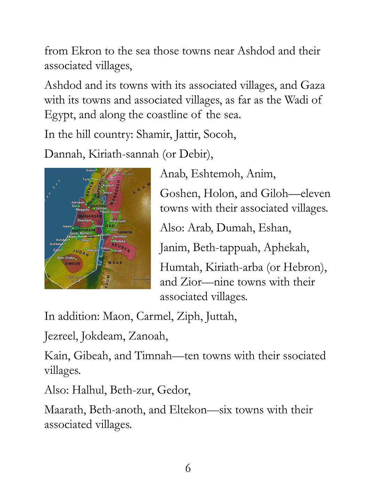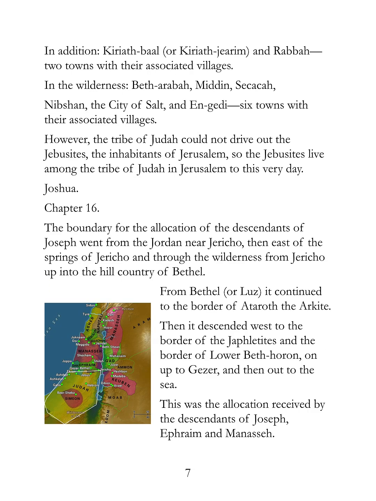Also, Halhul, Beth-zur, Gedor, Maarath, Beth Anoth, and Eltekon, 6 towns with their associated villages. In addition, Kiriath Baal, or Kiriath Jearim, and Rabbah, 2 towns with their associated villages. In the wilderness, Beth Arabah, Middin, Secacah, Nibshan, the City of Salt, and En-Gedi, 6 towns with their associated villages. However, the tribe of Judah could not drive out the Jebusites, the inhabitants of Jerusalem, so the Jebusites live among the tribe of Judah in Jerusalem to this very day.